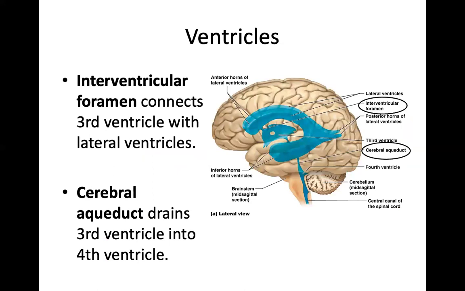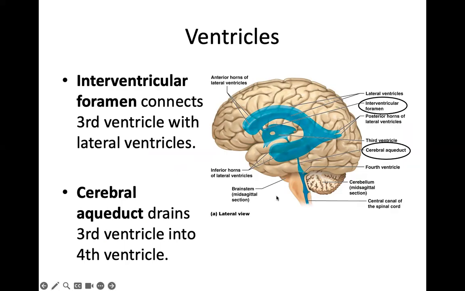Between the lateral ventricles, there is a foramen. Foramen means a space, a gap. It's called interventricular foramens. That connects this 3rd and lateral ventricle.